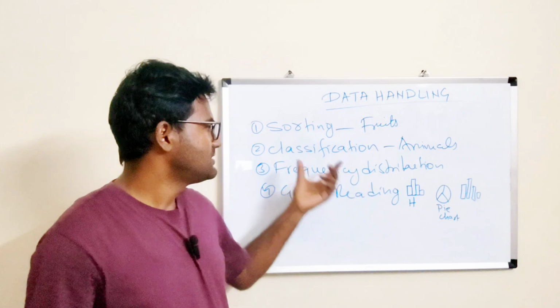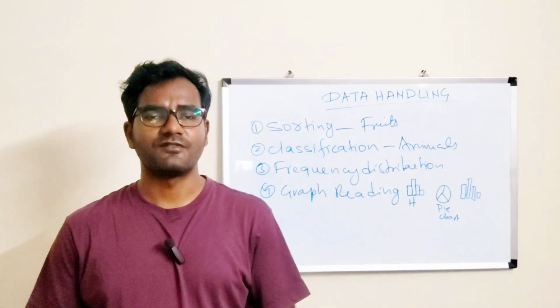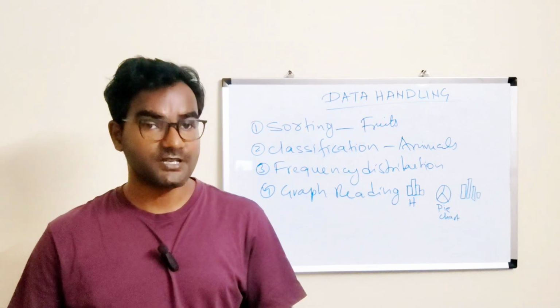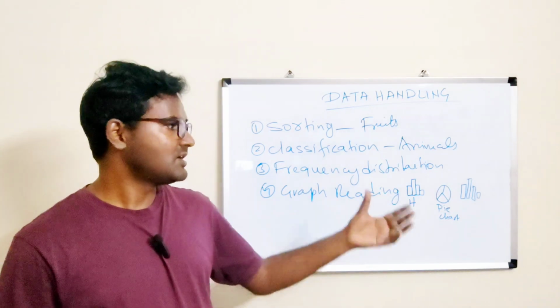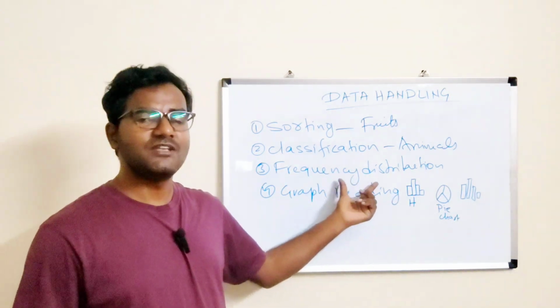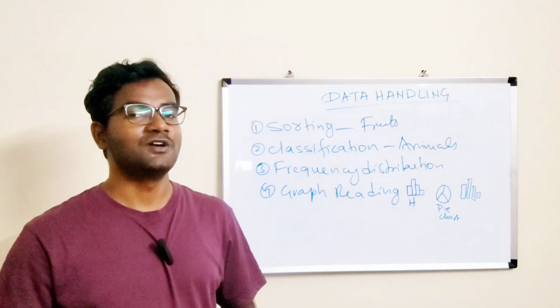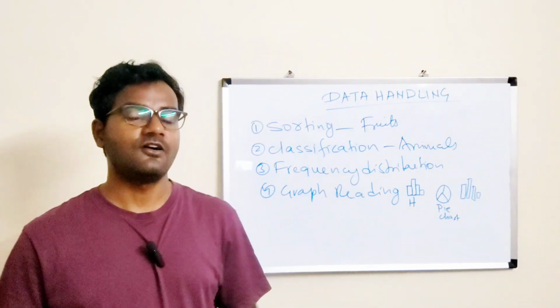That is called classification. Now frequency distribution. Frequency means something which is occurring at repeated intervals. So how do we distribute a frequency? That frequency distribution, mean, median, mode, all these things you will understand when you go through the statistics chapter in class 9 and 10 of mathematics.